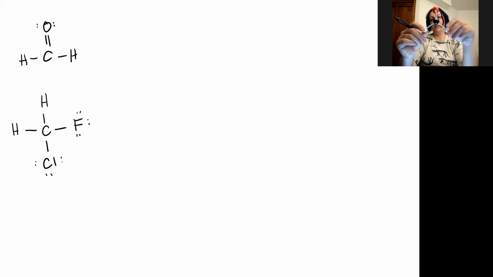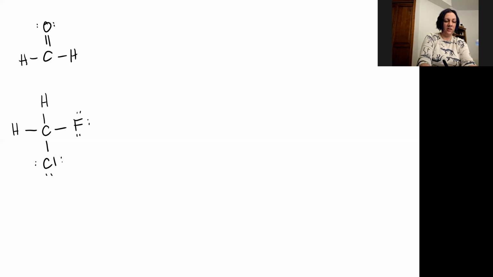So it's going to spread these out as evenly as possible, which is going to give us a 120 bond angle between these atoms. And so when I draw this, if I'm thinking of it flat, all of these are in the same plane, right? They're all in the same plane. And so I can draw this flat on my paper.